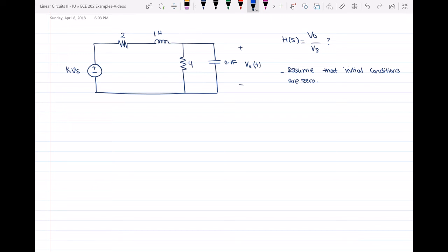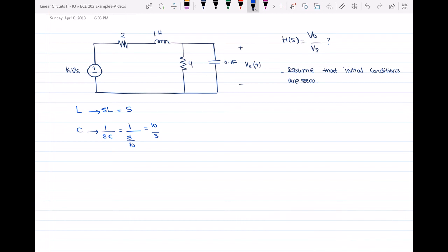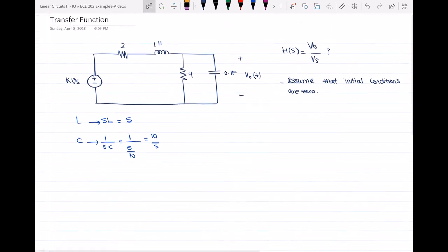So what I only have to do is to transfer the circuit to the S domain. So we know that L will be SL in the S domain and C will be 1 over SC. So my L is 1 Henry, so I'm going to have S as the impedance of the inductance, and 1 over SC would be 1 over S over 10, and that will be 10 over S. So here, I can substitute my inductance by S and my capacitor by 10 over S.